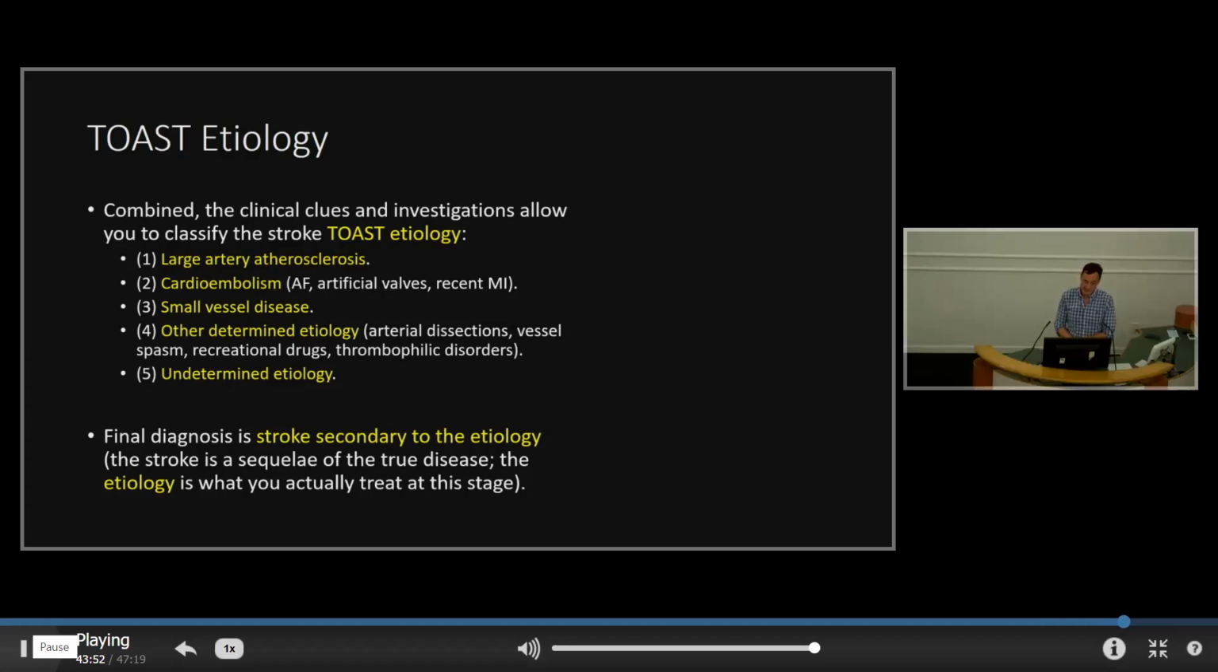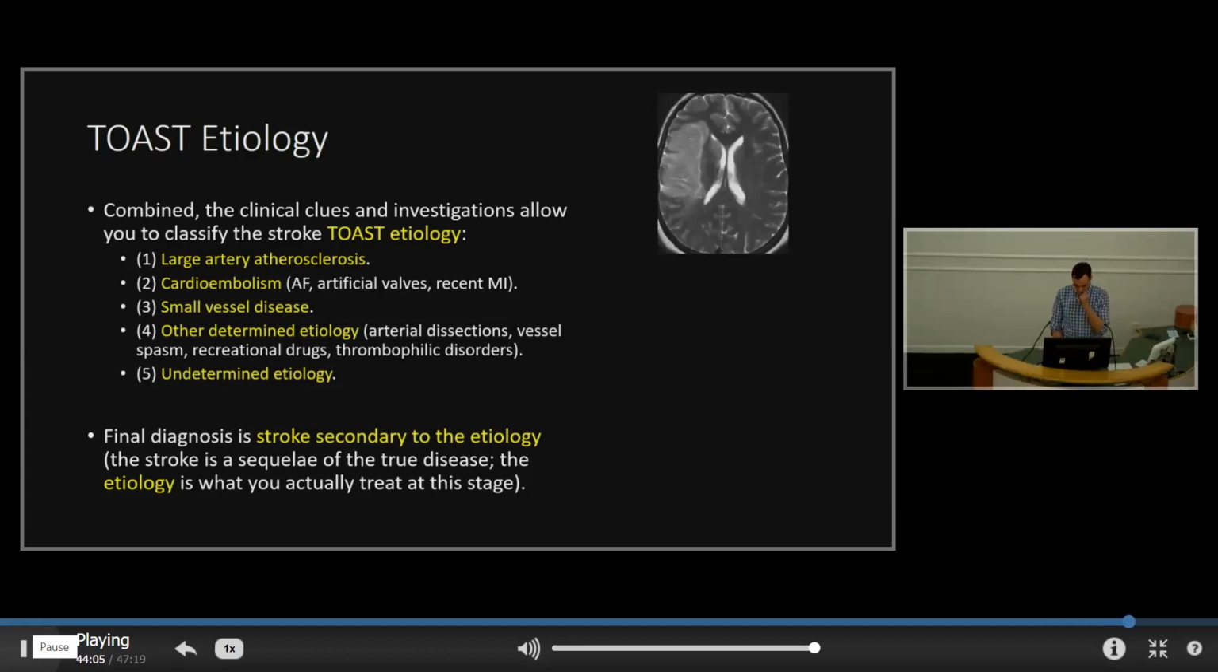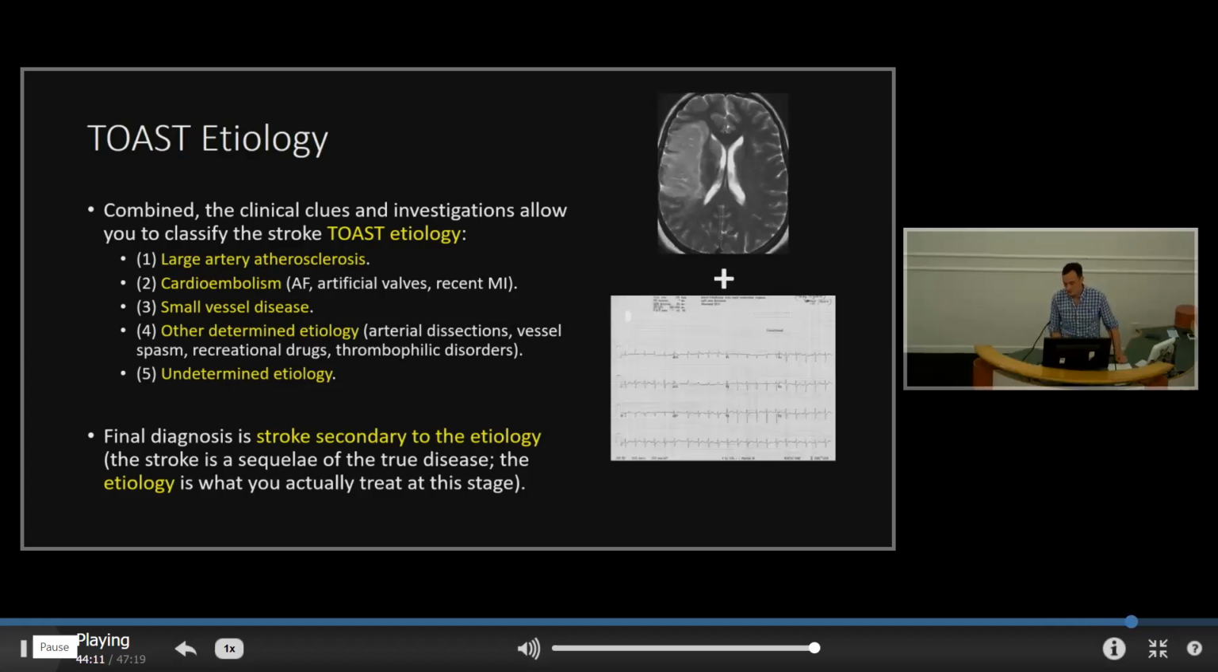Okay? So in that sense, some neurologists say it's not a neurological disorder, but I'm not going to get into that. We treat the etiology, not the stroke itself. So this is your MRI, and that's a right MCA stroke. And then you have an ECG, which is not extremely apparent, but it shows atrial fibrillation. Your diagnosis is right MCA stroke secondary to AF.